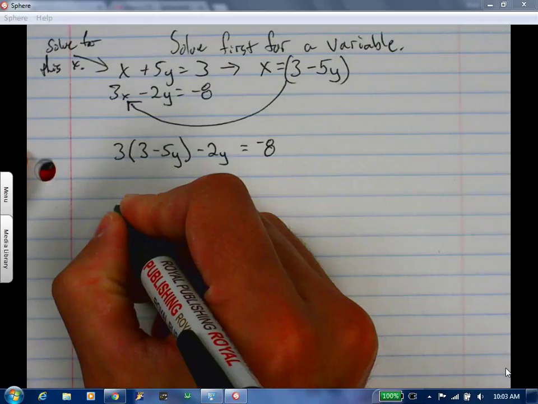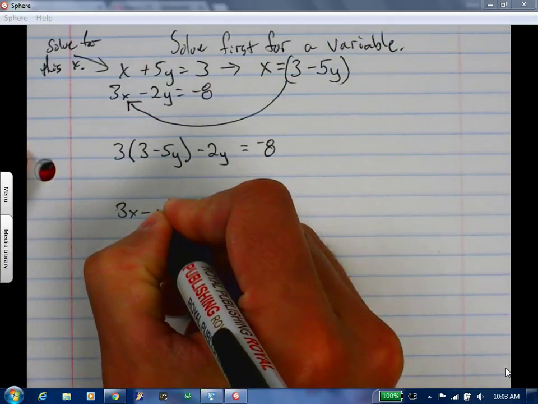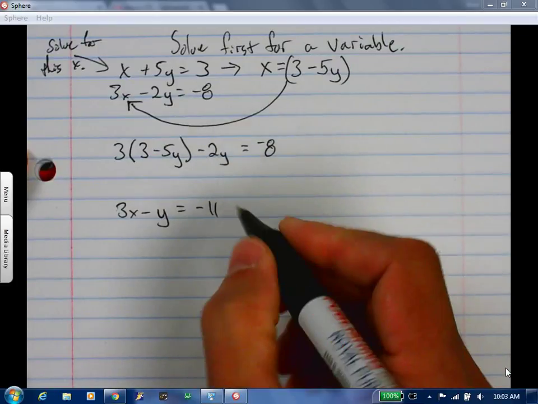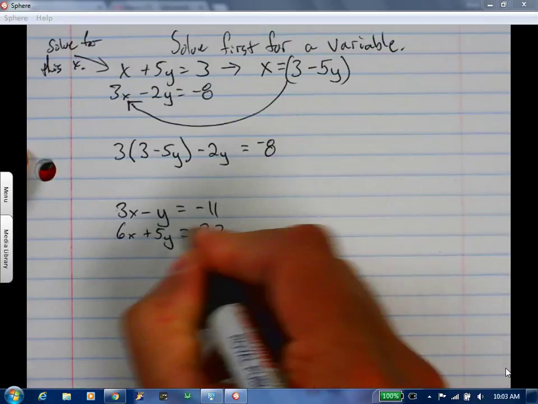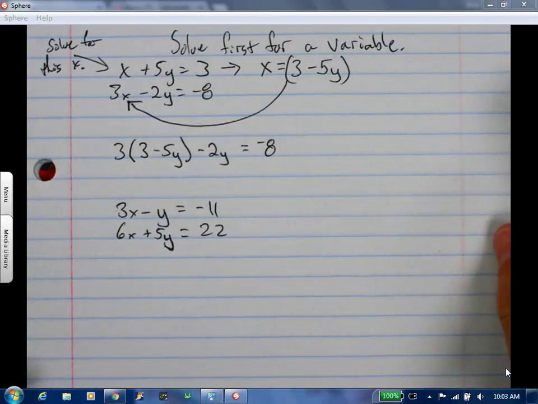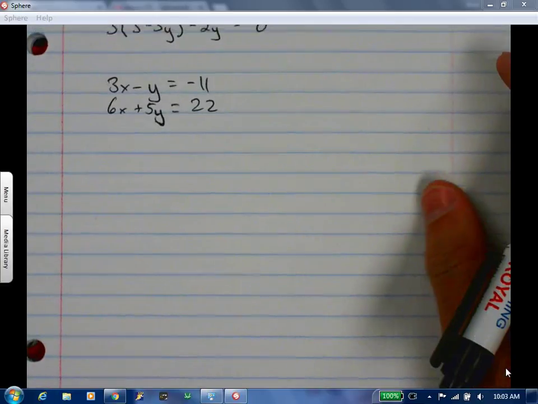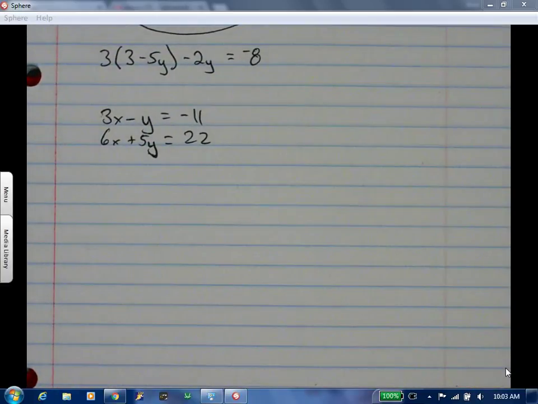3x minus y equals negative 11. 6x plus 5y equals 22. So what are you going to solve for? So the easiest one here is this y.